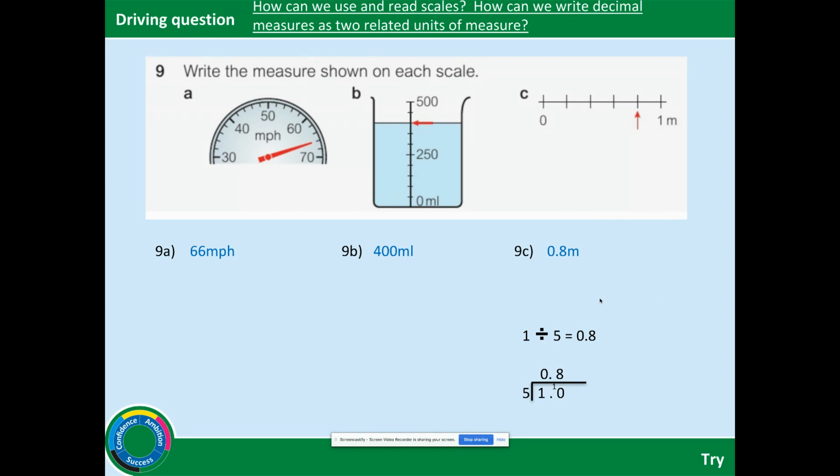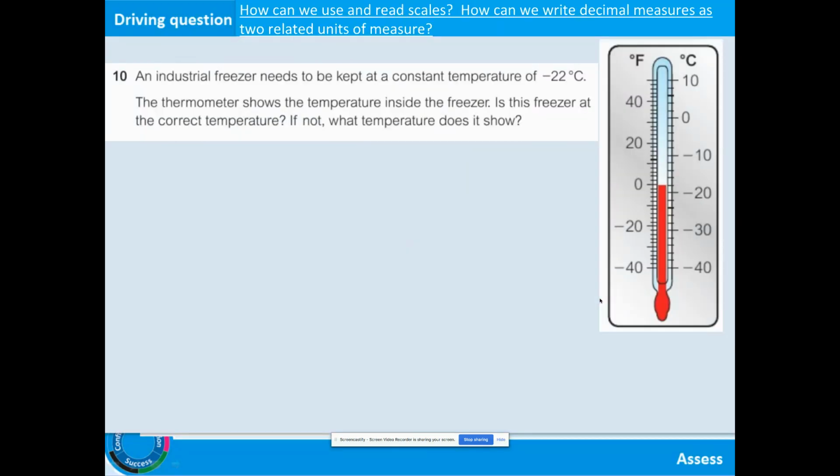Okay, so question 9 is 0.8. Right, question 10. An industrial freezer needs to be kept at a constant temperature of minus 22 degrees Celsius. The thermometer shows the temperature inside the freezer. Is this freezer at the correct temperature? If not, what temperature does it show? Okay, press pause while you answer this question and then press play for your answers.